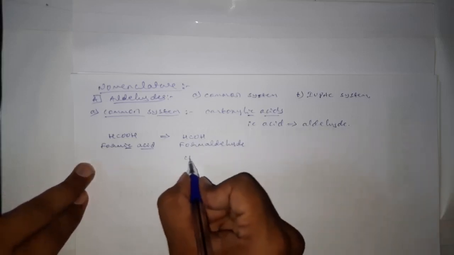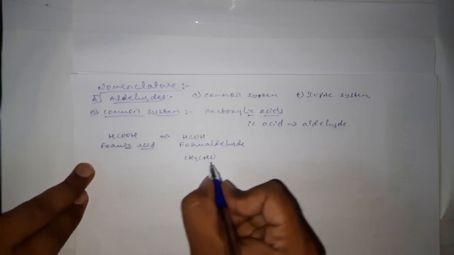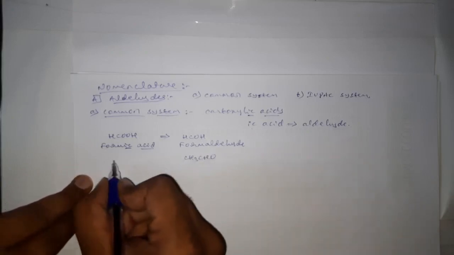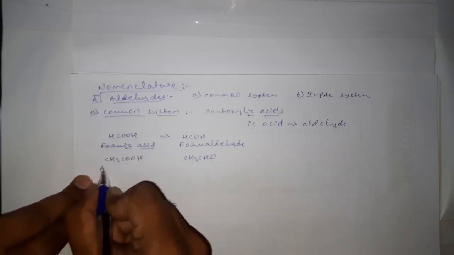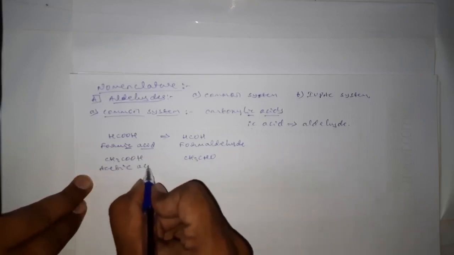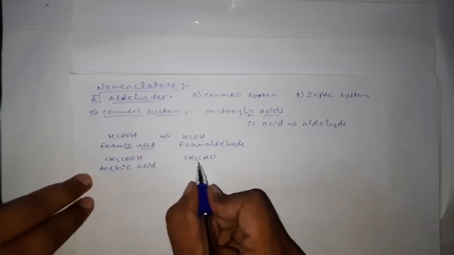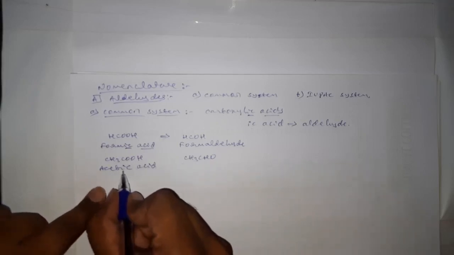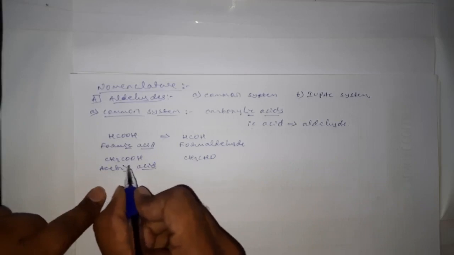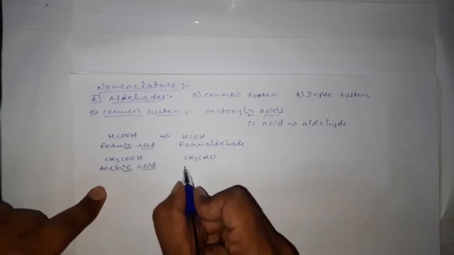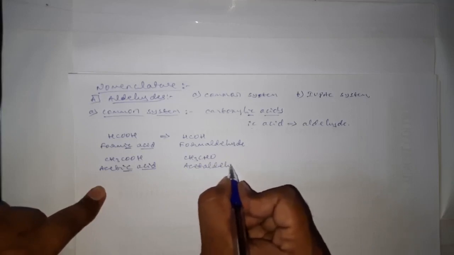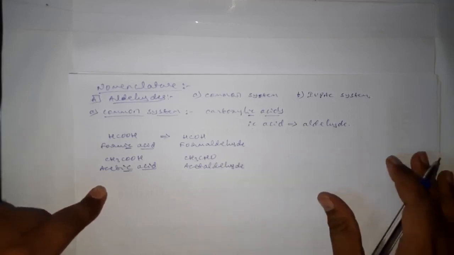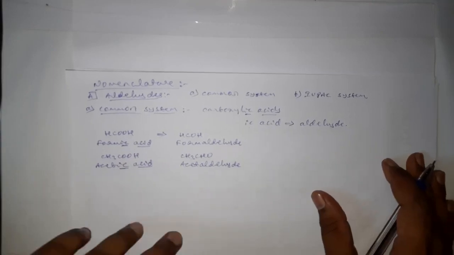Like this, we can write CH3CHO. It is derived from CH3COOH, that is acetic acid, and its common name is given by replacing the -ic acid of this carboxylic acid with aldehyde, that is acetaldehyde.